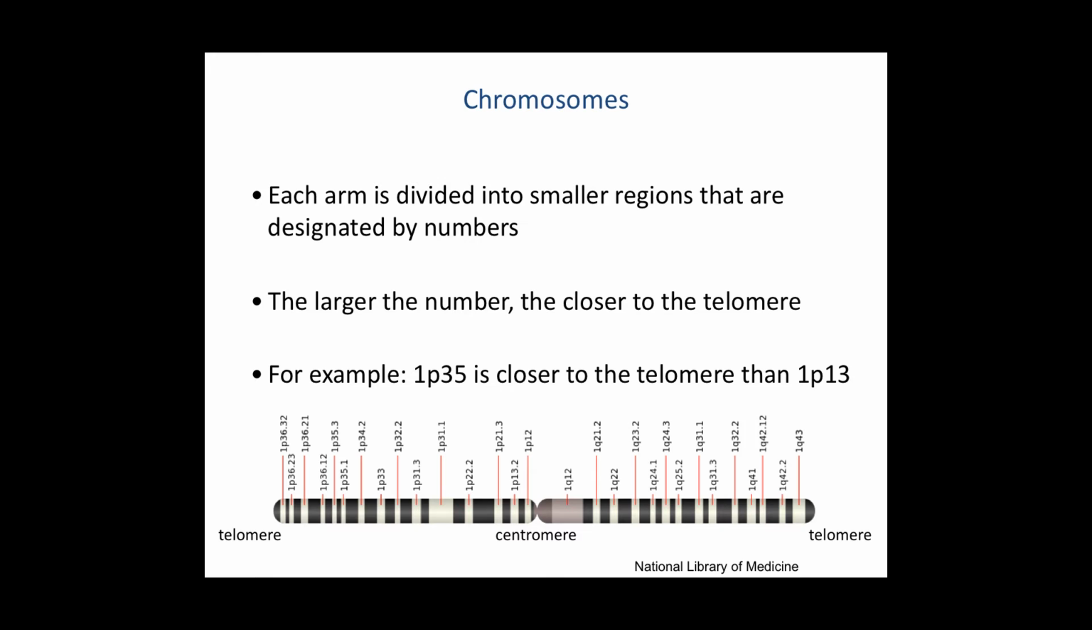Each chromosome arm is divided into smaller regions, each of which is designated by a certain number. The numbers used differ from chromosome to chromosome, but there is a common convention, which is that the larger the number, the closer the region is to the telomere. As one example, the region of chromosome 1 called 1p35 is closer to the telomere than the region called 1p13. Flipping it around, 1p13 is closer to the centromere of chromosome 1 compared to 1p35. Chromosome regions can be further subdivided, with decimal points used. For example, 1p13.3 is a smaller region within chromosome 1p13.